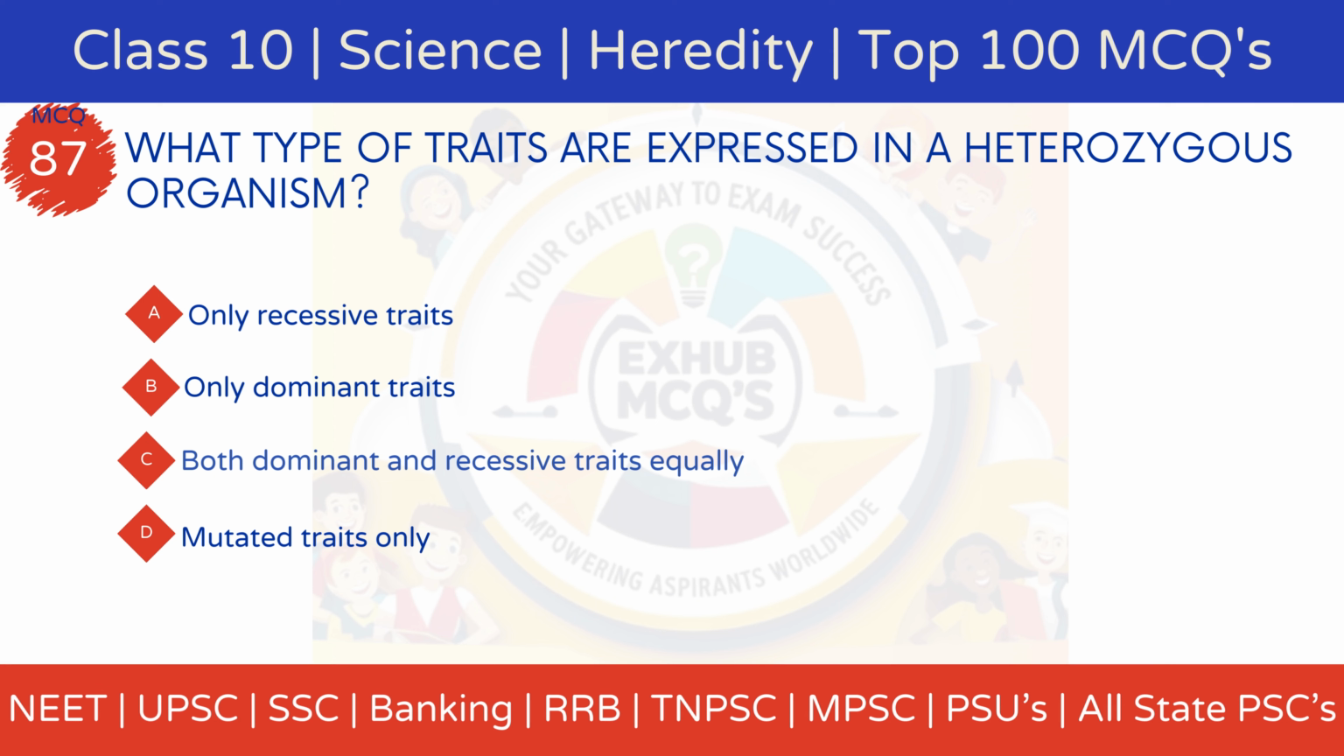Option A, only recessive traits. Option B, only dominant traits. Option C, both dominant and recessive traits equally. Option D, mutated traits only.